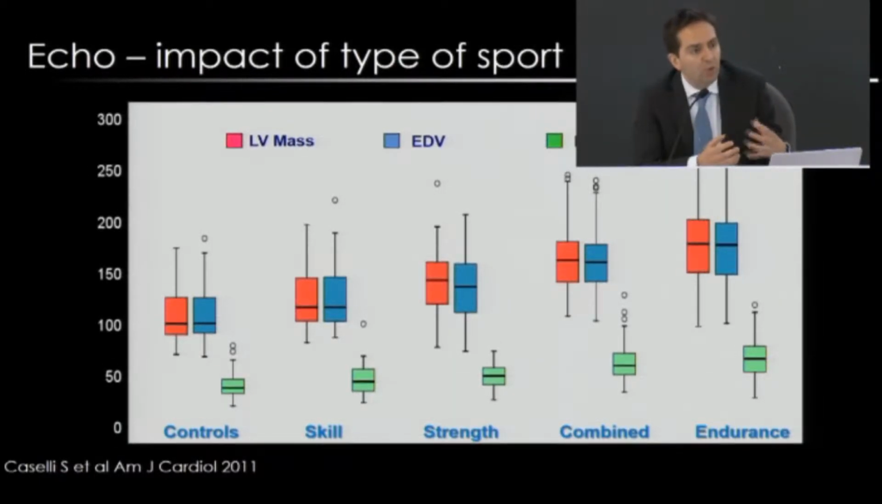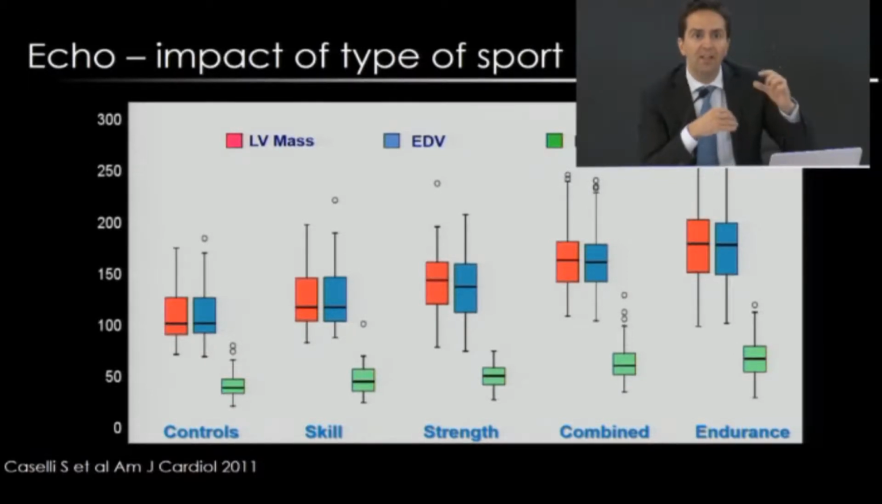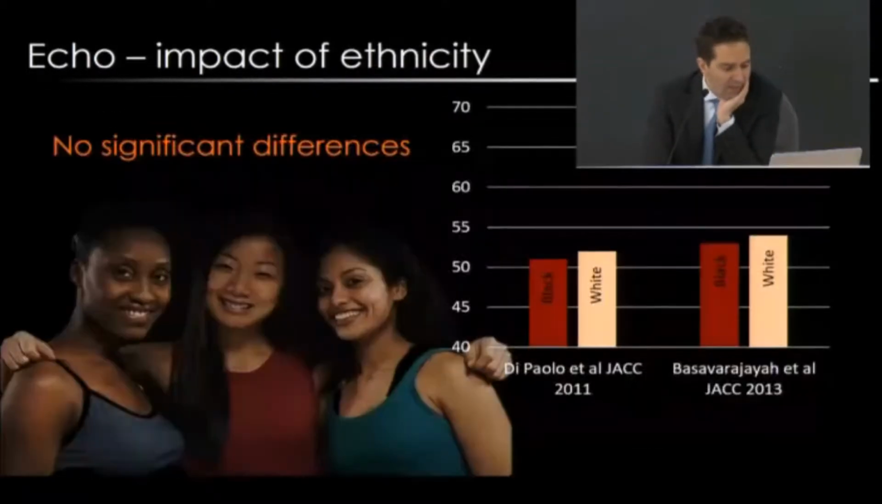But what I would like to show you is that the increase in left ventricular cavity size is always associated with an increase in left ventricular mass. So the increase in left ventricular size is also associated with an increase in left ventricular wall thickness, and you will always have a balanced ratio between cavity and wall thickness.